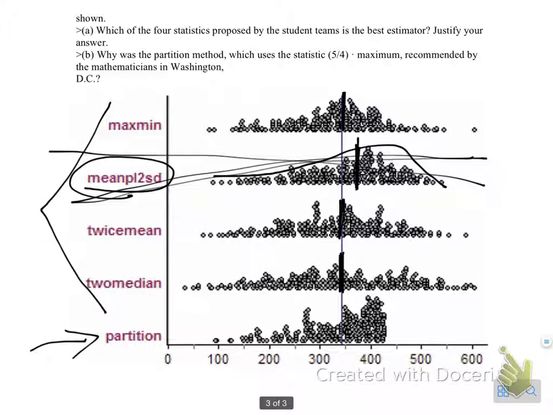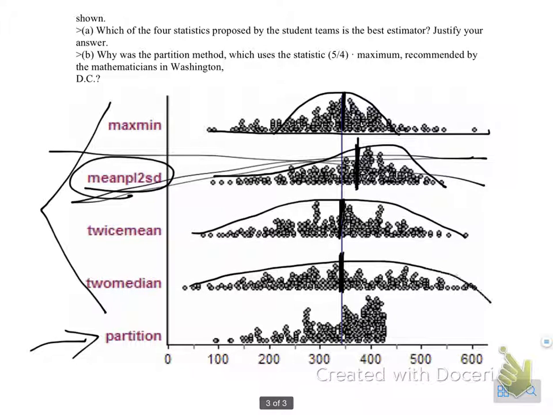And the answer is, drumroll please, it's probably your max plus min. Because it looks like here, the chunk of the data is really towards the center. The rest of them really are a little bit more spread out. So max plus min is going to more frequently accurately predict the mean.